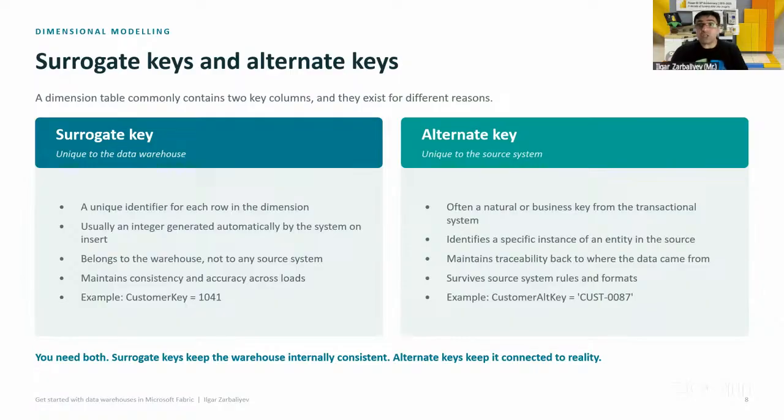The slide answers a question I get in almost every training session. Why does my dimension table have two keys? Why not just use the customer ID from the source system? Let's take them one at a time.